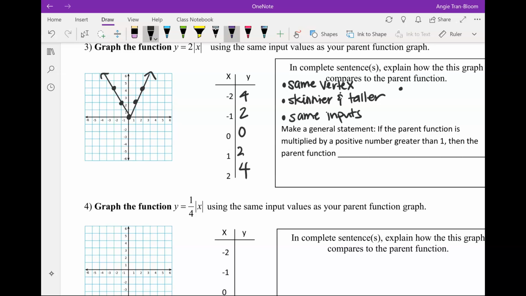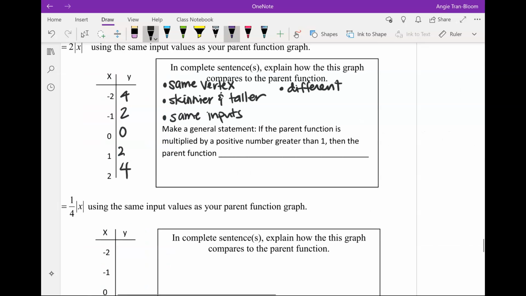Slope. Different from the parent's. How different? What are you saying? Oh, so like twice as much? Okay. Different slopes. Okay. Twice as much. Anything else, Elena, that you can come up with that's not already here? Goes in the same direction, like they're both upwards. Okay. Opens up. Okay. So it looks like the difference is it's skinnier and taller. Would you guys agree? The vertex is still the same. It still opens up.